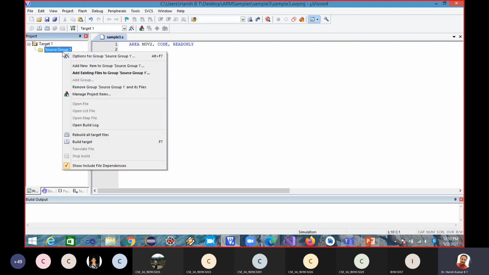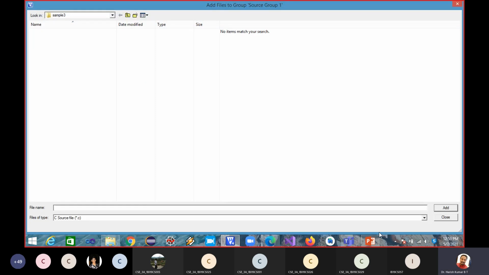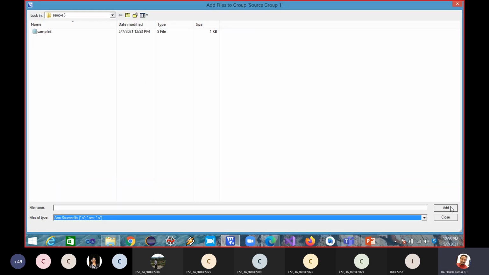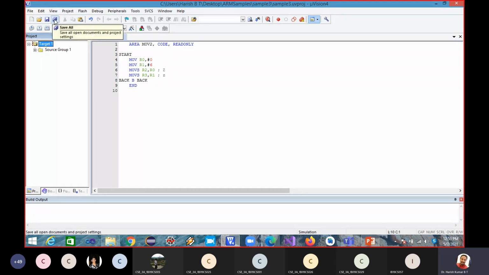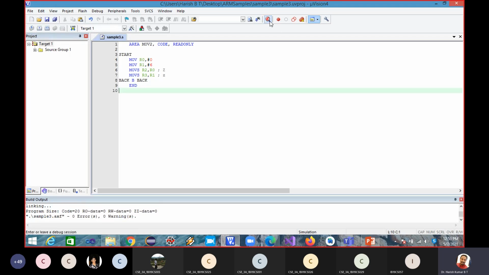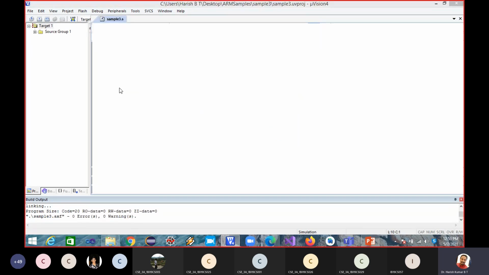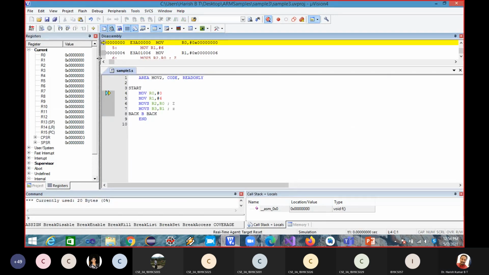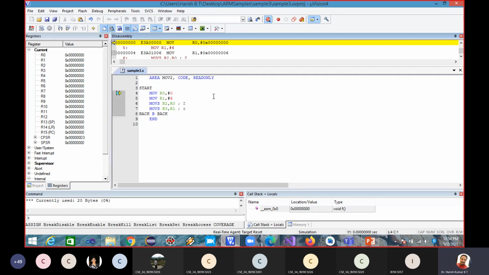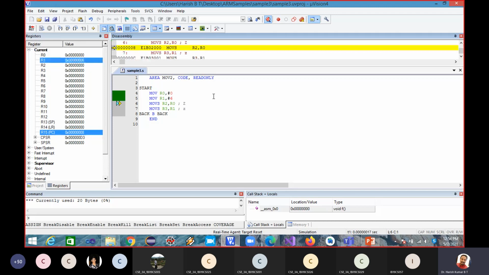So now I'll add this to the source group 1. Translate, build, and then debug. Okay, now we'll start. Say R0, I'm loading with the value 0. R0 was already 0. Now again it is made as 0. Now R1, I'm loading with 6. So R1 got the value 6.